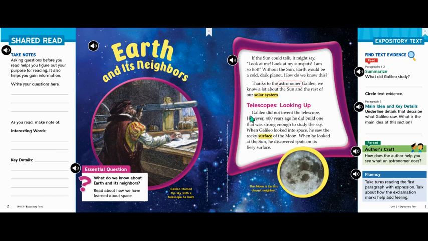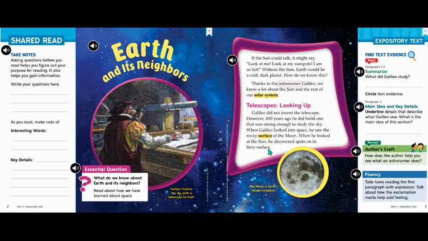The paragraph says, Galileo did not invent the telescope. However, 400 years ago, he did build one that was strong enough to study the sky. When Galileo looked into space, he saw the rocky surface of the moon. When he looked at the sun, he discovered spots on its fiery surface.